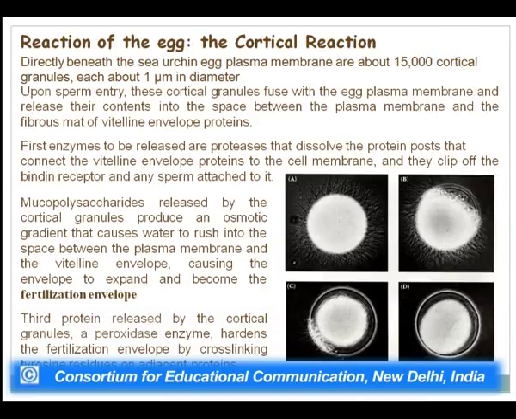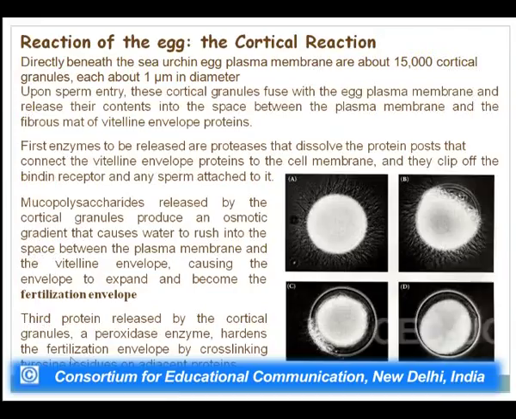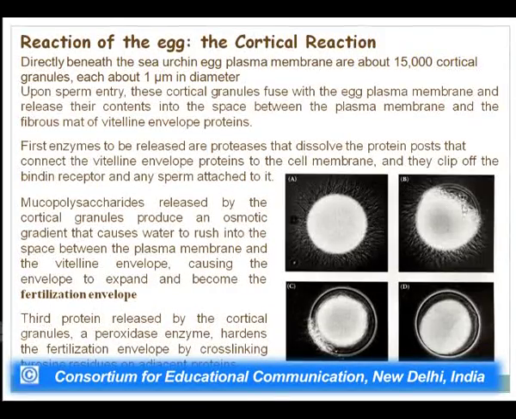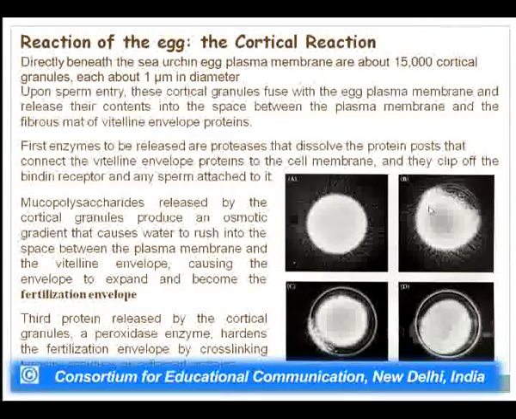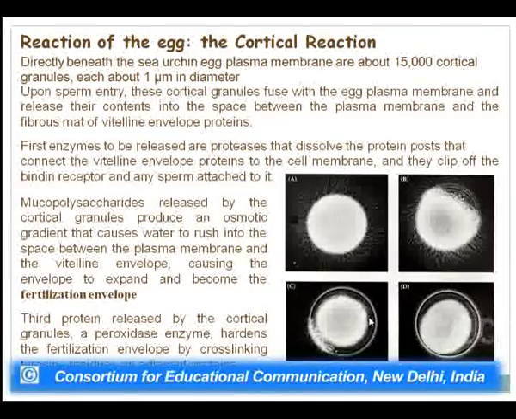The third protein released by the cortical granules is a peroxidase enzyme. This peroxidase enzyme hardens the fertilization envelope by cross-linking the tyrosine residues on the adjacent proteins. So, not only is this fertilization envelope formed, when these proteases are released, they separate these two membranes, as well as throw off any binding receptors along with the sperms present on the egg membrane, so that only one fusion takes place. The fertilization envelope is formed and then hardened.